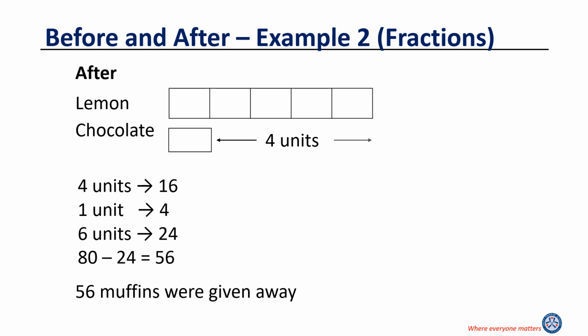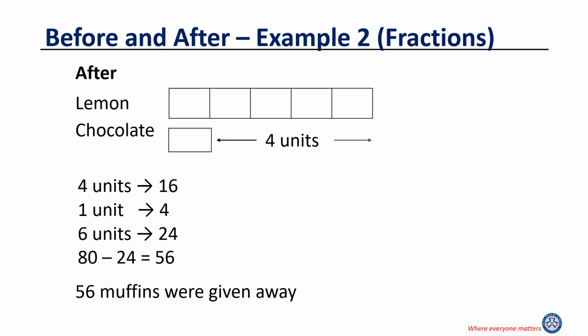How do we draw a model to show 5 times as many lemon muffins as chocolate muffins? I usually start with the one with the fewer units. In this case, it is chocolate muffins. So, 1 unit represents chocolate muffins and 5 units represents the lemon muffins. The difference between the number of muffins is still 16. So 4 units represents 16 muffins. 1 unit represents 4 muffins.